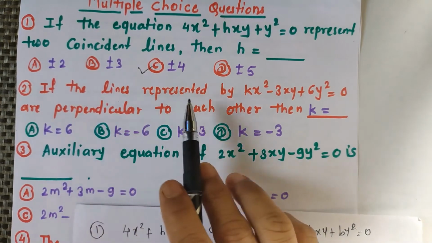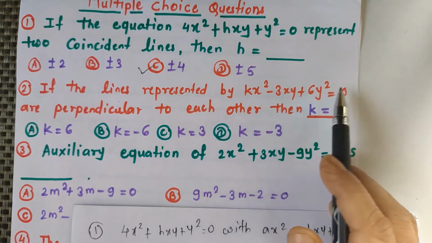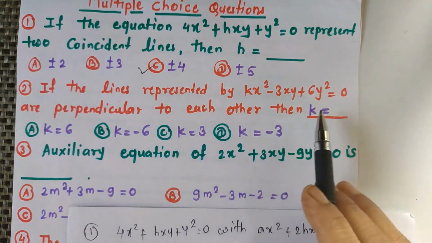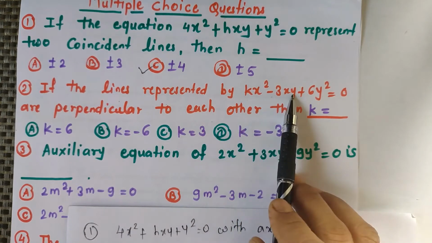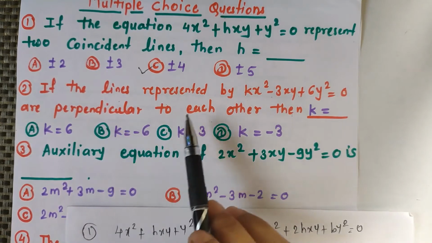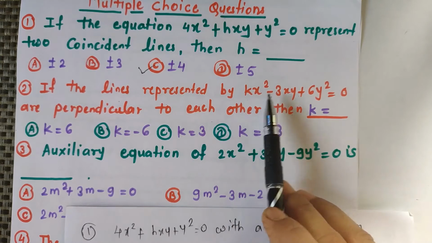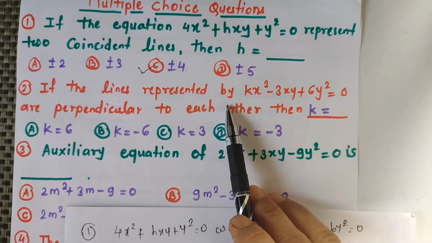If the lines represented by kx square minus 3xy plus 6y square is equal to 0 are perpendicular to each other, then k is equal to. Here the given equation is kx square minus 3xy plus 6y square is equal to 0, and the lines are perpendicular to each other. We know that the condition for perpendicular lines is a plus b is equal to 0.